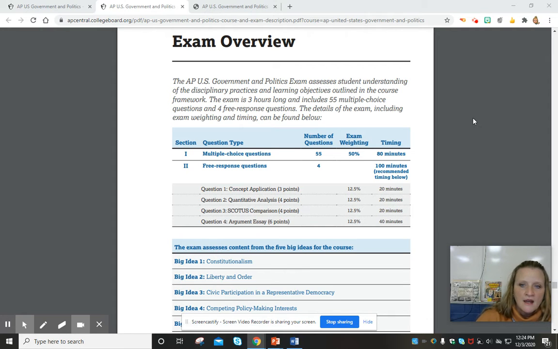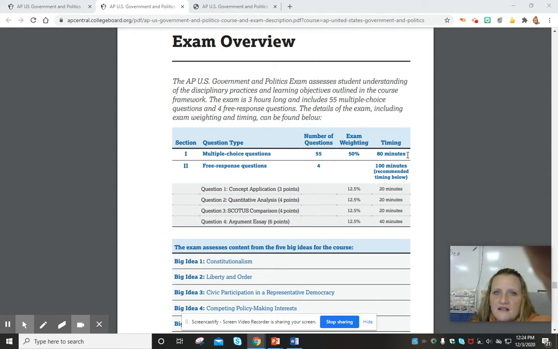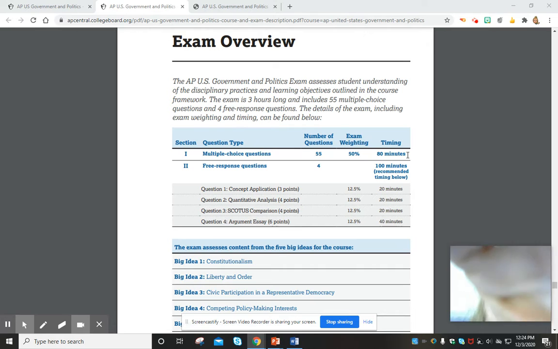So if you look here, the first part is 50% of your exam, 80 minutes for 55 questions. So they've given you about a minute and 45 seconds per question. It's actually a little bit more time than what I give you on my tests, so that's to your advantage.